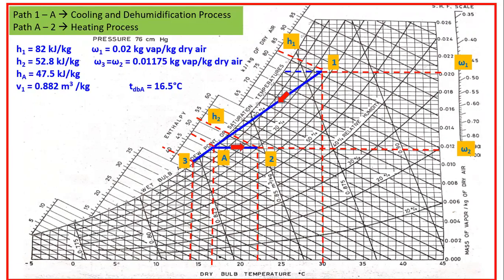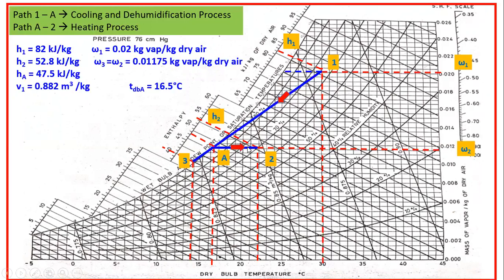Now, the problem says cooling and dehumidification is first and then the heating. So how to do that? This is the coil temperature, which is 14 degrees centigrade. So draw a line joining the point 1 and the dew point temperature, the point 3. So draw 1, 3. Then from 2, we should mark a point A in between. From there we need to go ahead with the sensible heating.